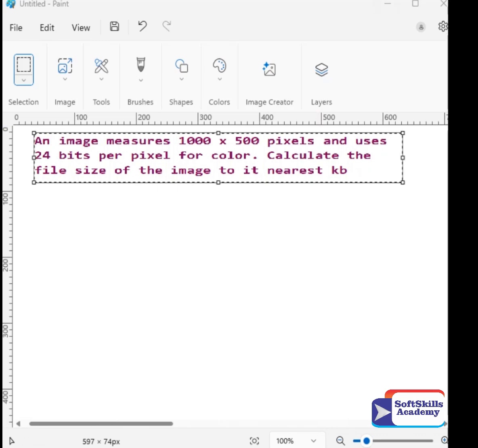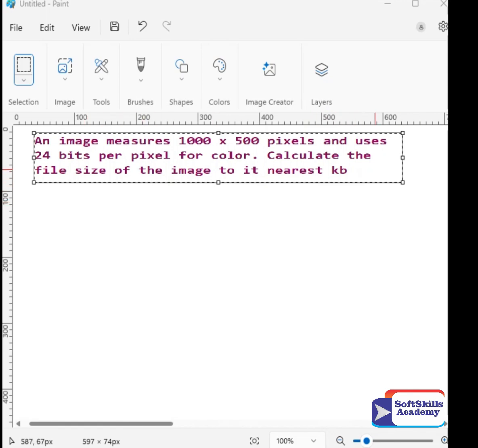Today, we are going to look at how to calculate the size of a given image according to 24 bits, 16 bits, and then 8 bits. We are quickly going to start with the question you are seeing on screen. Given an image measures 1000 by 500 pixels and it uses 24 bits per pixel for color, you are required to calculate the file size of that image to the nearest kilobyte.